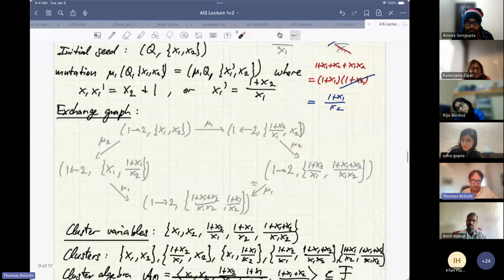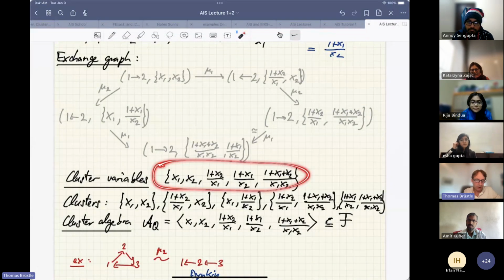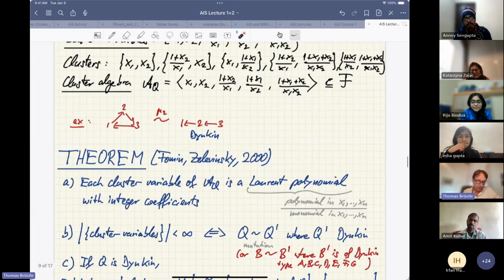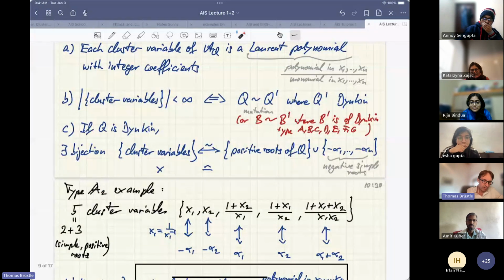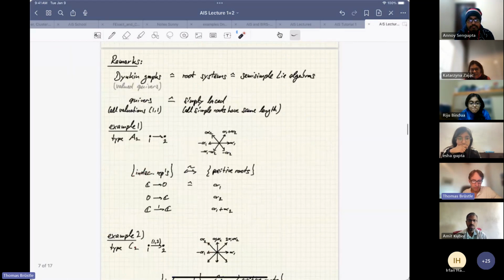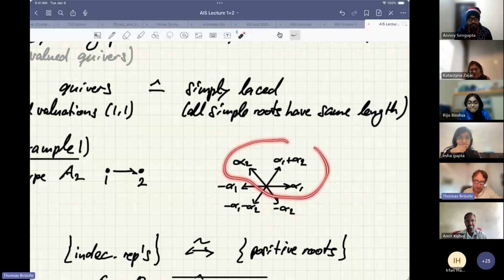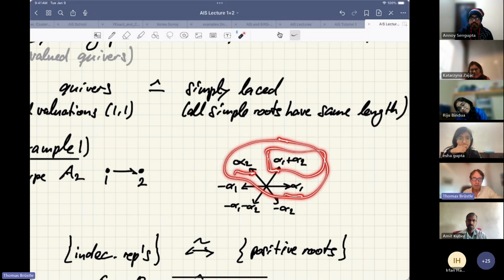So let's verify that in our example. We computed a nice example here, A2. We know everything, we know all the cluster variables. There are finitely many, 5. Okay, so 5, very good. We have 5 cluster variables. 5 is 2 plus 3. There's 2 simple and 3 positive roots. And you remember, let me go back to the root system of type A2. So there's 3 positive roots, the 2 simple ones and the sum of the 2 simples. These are the 3 positive roots. Okay, you have this in mind.